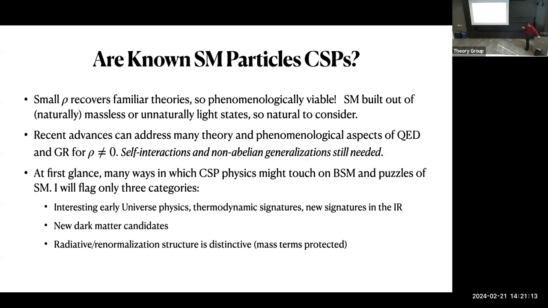What we've got right now only lets us touch on the abelian parts. This is annoying. I don't think this is going to last. I think we'll eventually punch through this. The responsible next steps are to address self-interactions and non-abelian generalizations. That's work underway. But even before getting to that, at first glance, there are a number of ways in which CSP physics might touch on beyond the standard model phenomenology and existing puzzles of the standard model. I'm talking about, can known particles just have a non-zero spin scale? What would that do? There are other possibilities, like brand new particles with non-zero spin scales, but I want to talk about the really conservative option: known particles, non-zero spin scale.